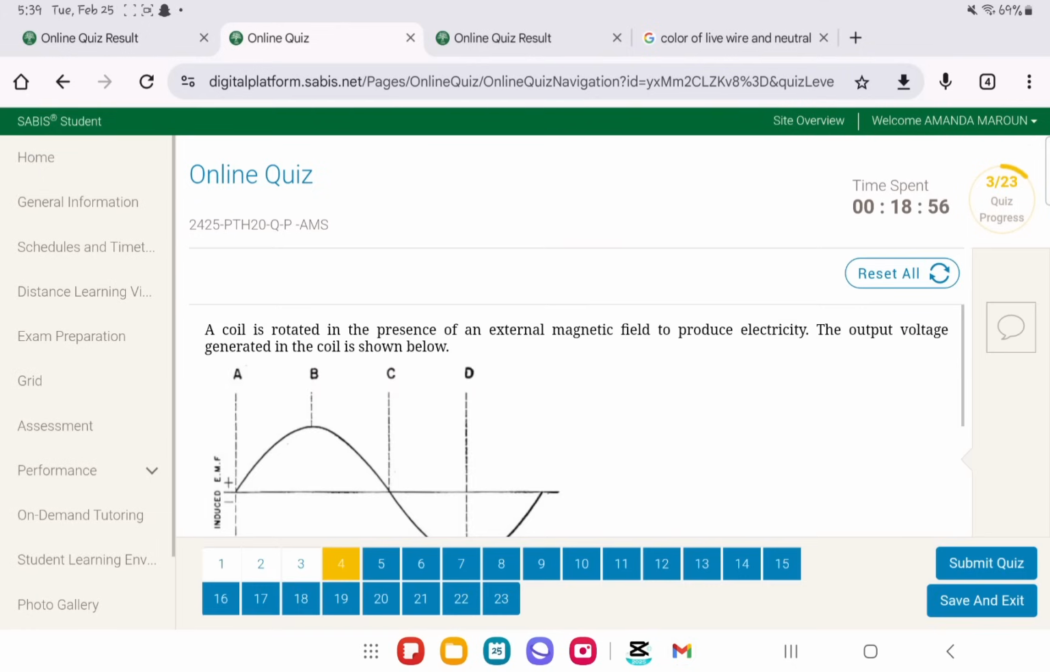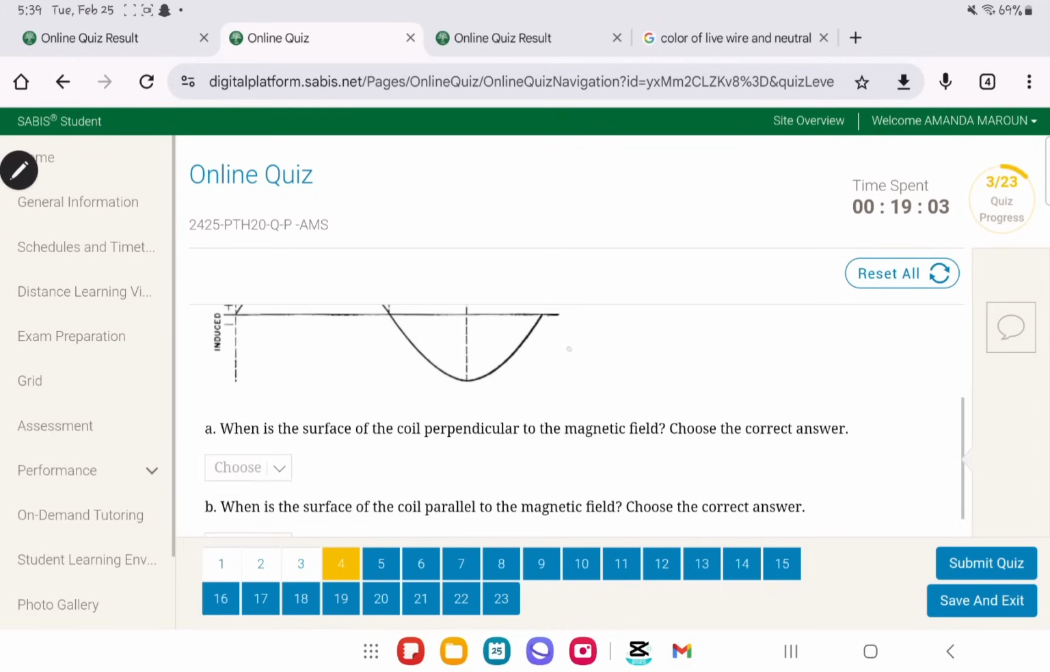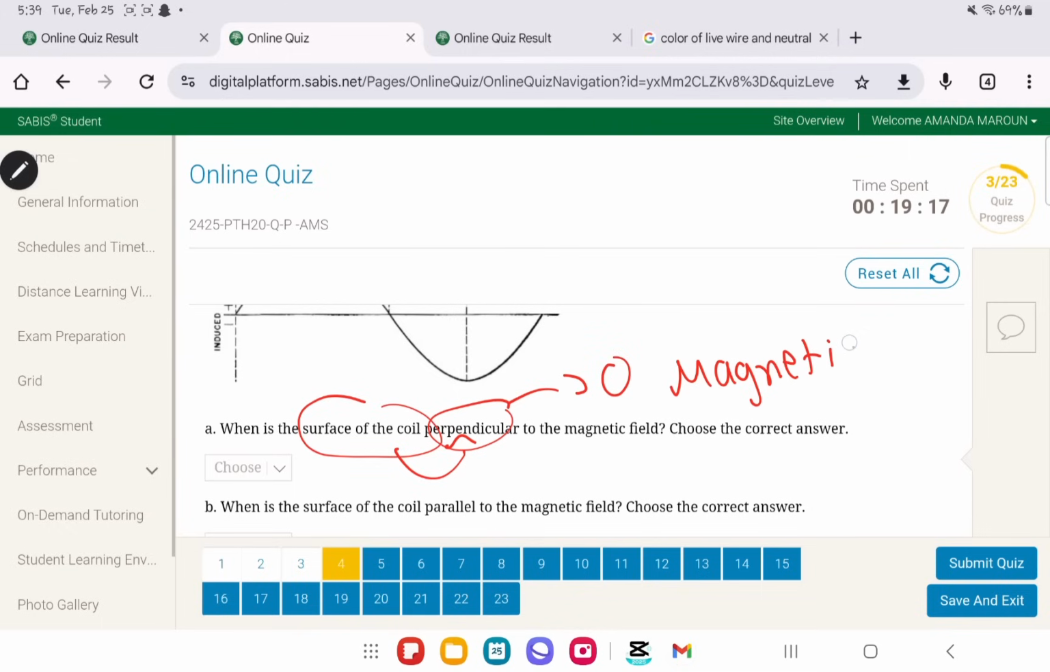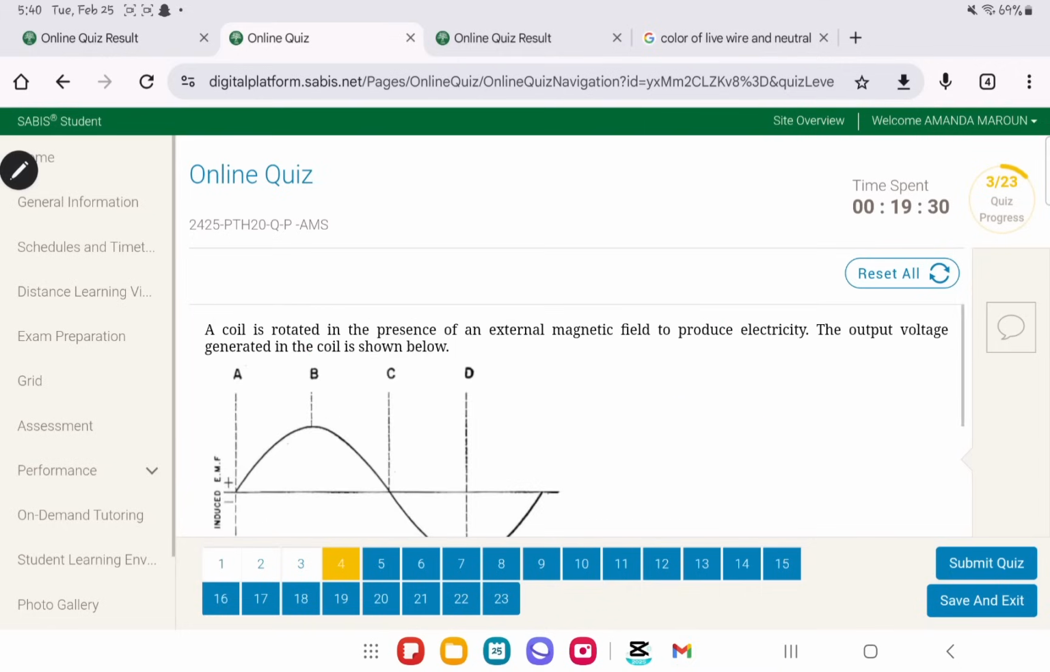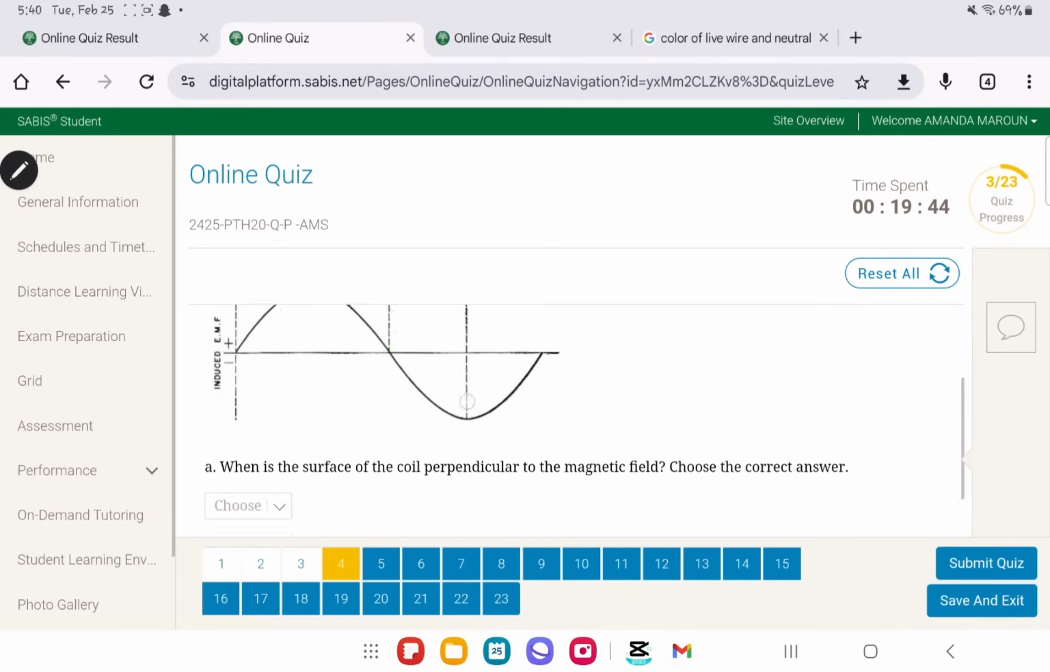A coil is rotated in the presence of an external magnetic field to produce electricity. The output voltage generated in the coil is shown below. They said if the surface of the coil or the wire is perpendicular, remember perpendicular means no magnetic flux and no current. So 0 magnetic flux and 0 current. Whereas if it is parallel, you're going to have a maximum magnetic flux and maximum current. So here in this case, if it's perpendicular, it's going to have 0. So you're going to take the points and write it as 0. It's usually these points. This does not have a notation, so you're going to take it as A and C.